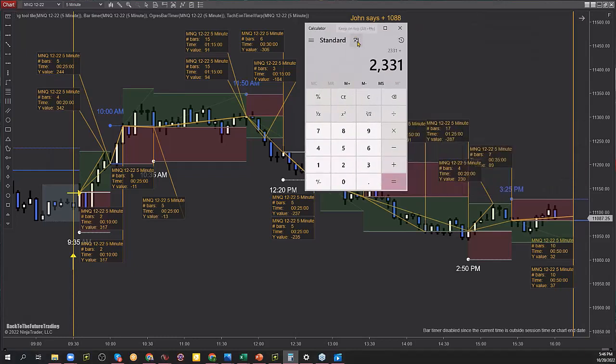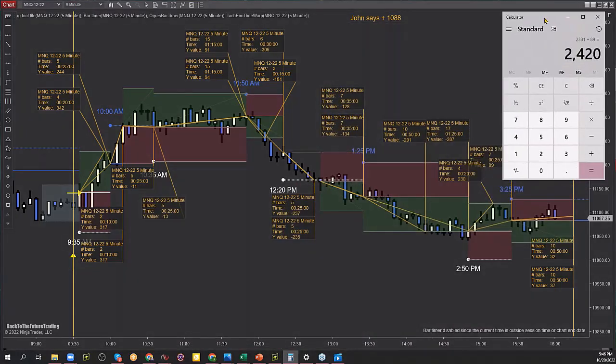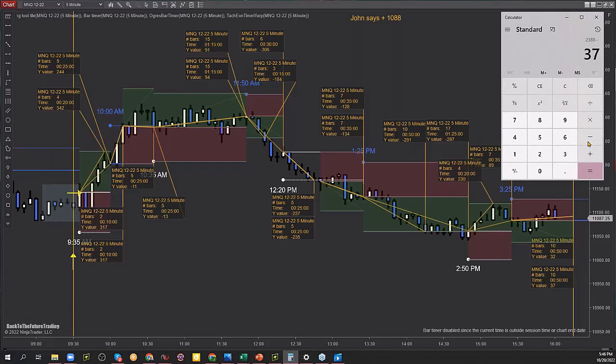$89. There it is, 2420. And then we're gonna put this. There you go. Okay, 2420 minus 32 minus 37, 237, 235 minus 13, 11 minus 317 minus 317.